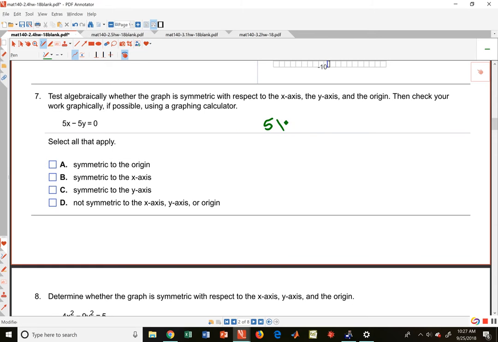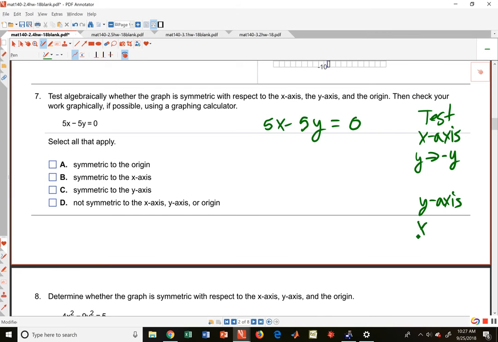So here's our relation, 5x minus 5y equals 0. Now, we could write this as a function, but it's unnecessary as far as testing it algebraically. To test for x-axis symmetry, you replace the y with a negative y, and you see if the equation remains the same. For y-axis symmetry, you replace the x with a negative x, and you see if the equation stays the same. And then for origin, you replace both x with negative x and y with negative y, and see if the equation stays the same.